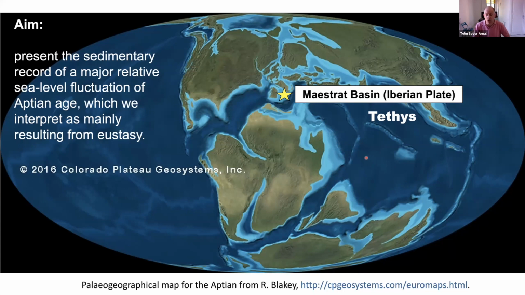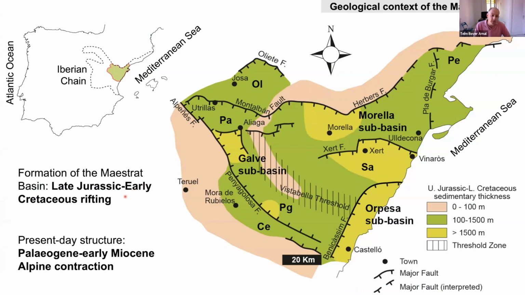Here you can see a paleogeographic reconstruction of the Tethys during the Aptian. The Maestrat Basin was located here in the eastern Iberian plate, in the northern margin of the Tethys. The Maestrat Basin developed during the late Jurassic, early Cretaceous rifting cycle that affected the eastern part of the Iberian plate and was inverted during the Alpine contraction.